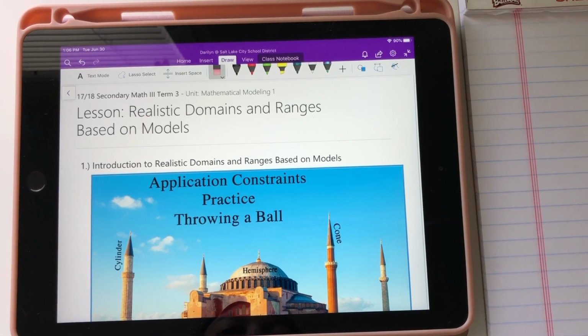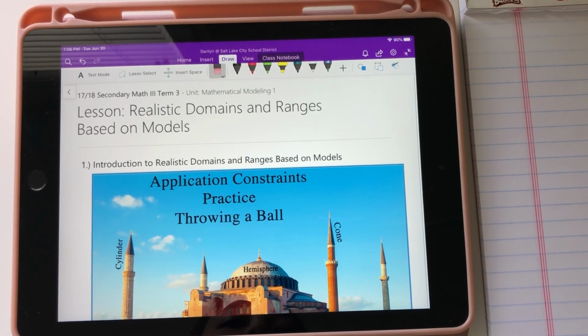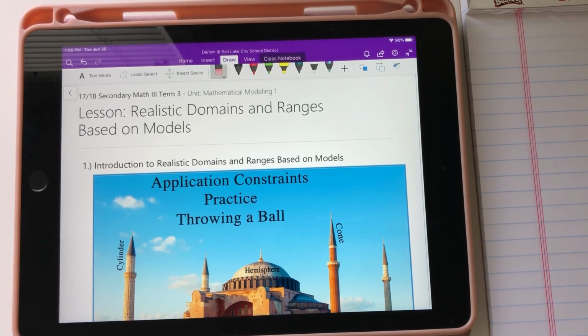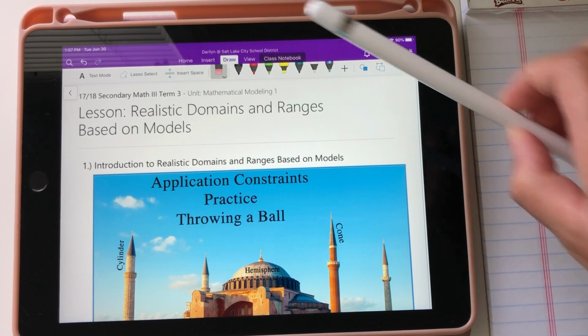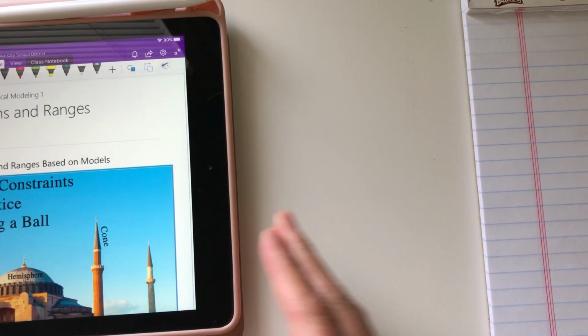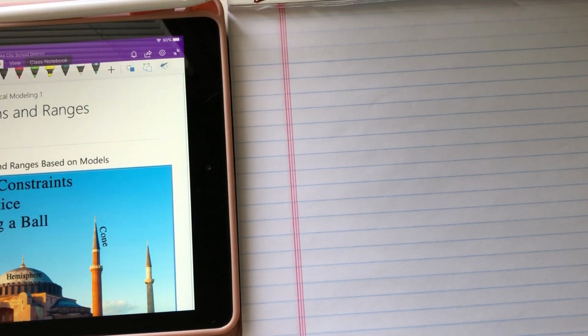All right, welcome back to lesson 3 of Math 3 Term 3. Today we're going to talk about realistic domains and ranges based on models. So in order to get started with this lesson, I wanted to show you an example.